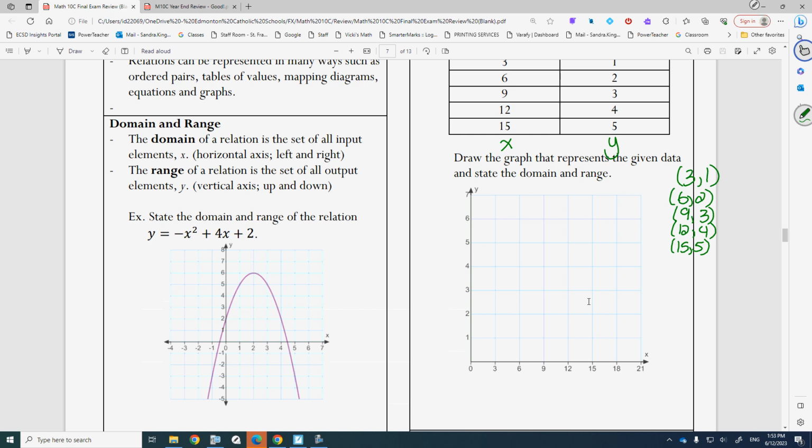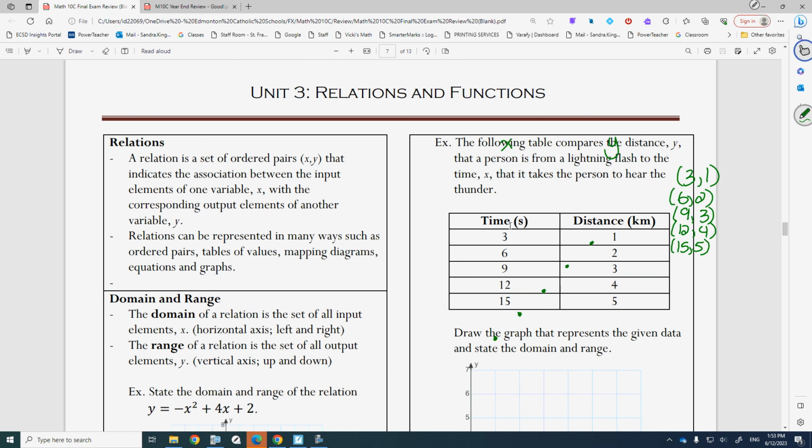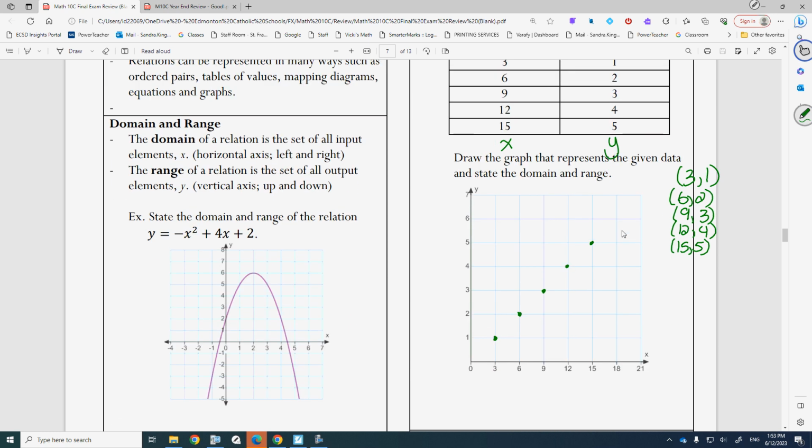on my graph. 3, comma, 1, 6, comma, 2, 9, comma, 3, 12, comma, 4, and 15, comma, 5. Let's label our axes. Our x and our y are labeled, but it says that x is time in seconds and y is distance in kilometers. So let's label time in seconds, and this will be distance in kilometers.